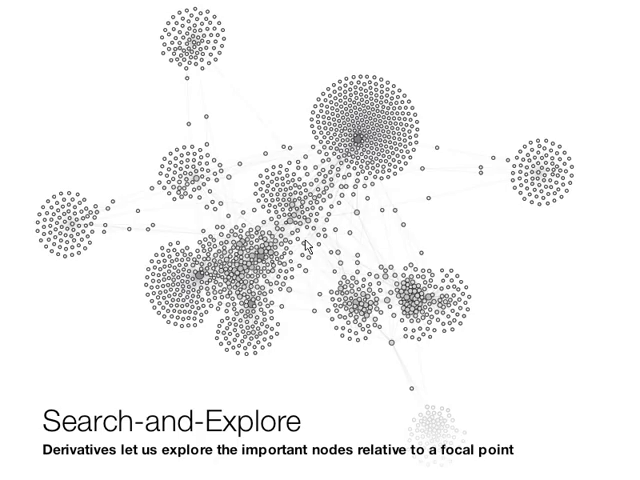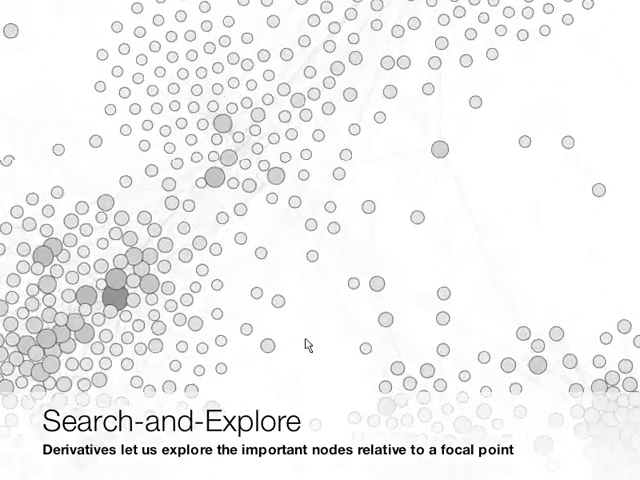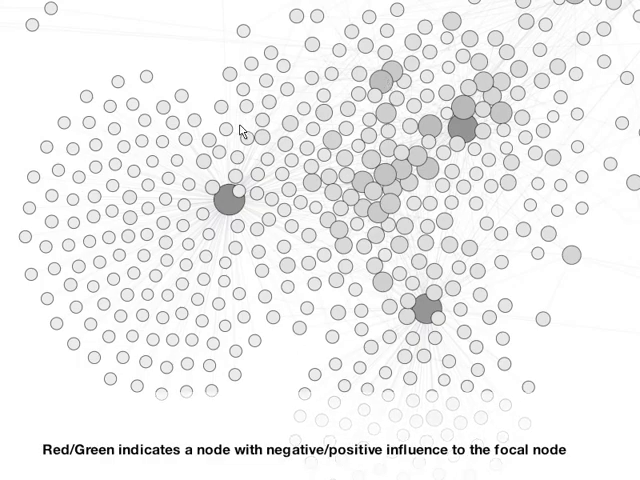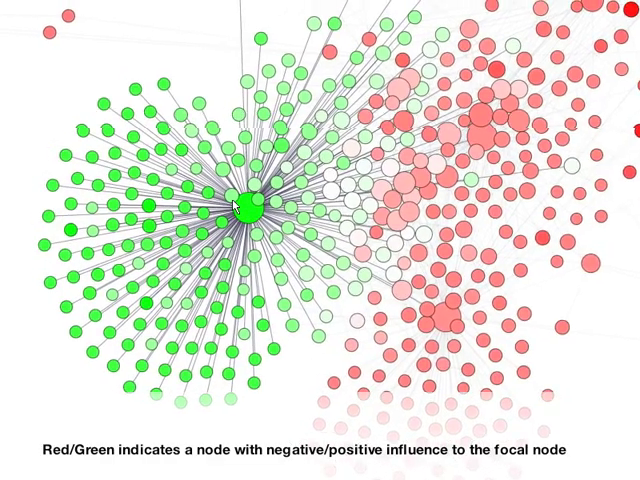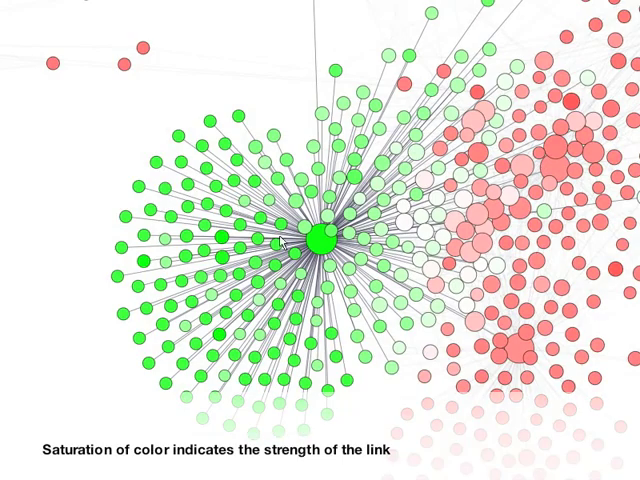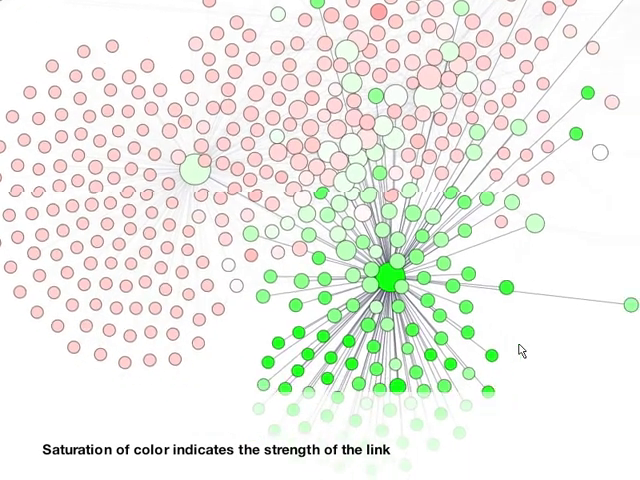Derivatives of centrality are also useful for exploring the important nodes relative to a focal point. Red and green indicate a node with negative or positive influence to the focal node. Saturation indicates the strength of the link.